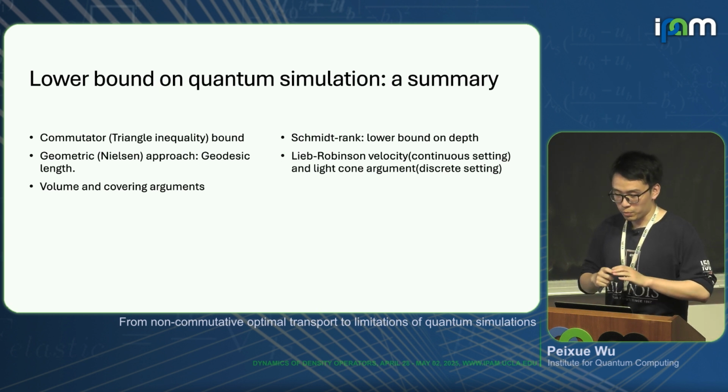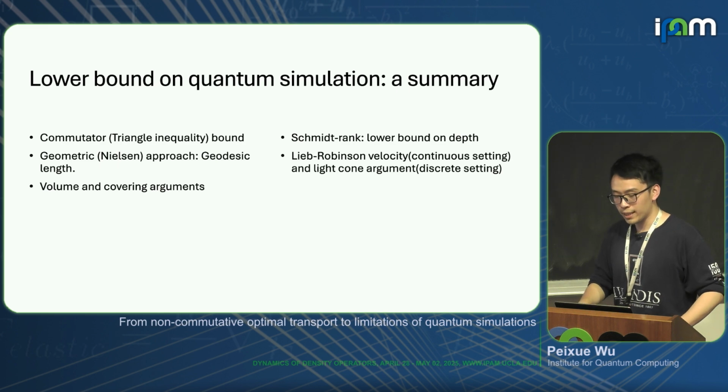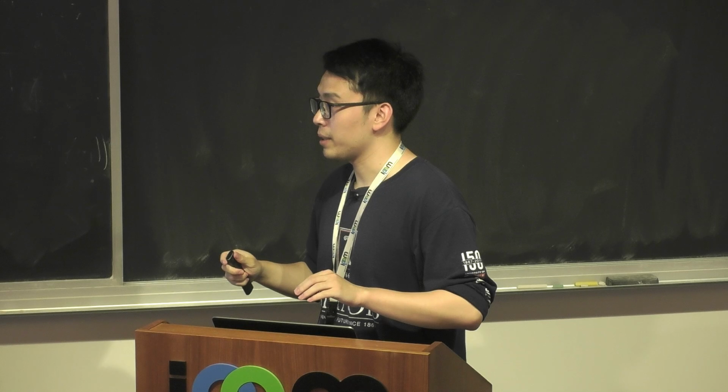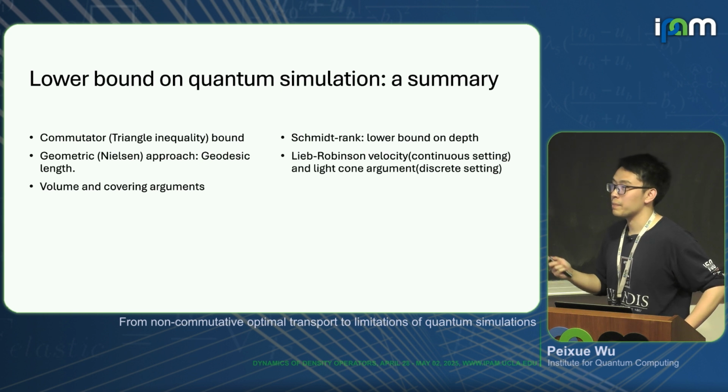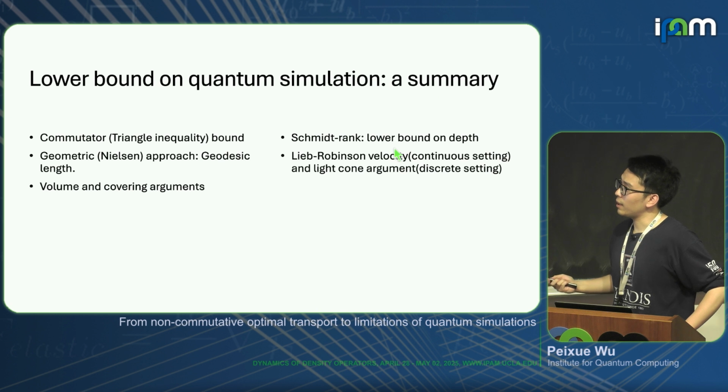Schmidt rank: suppose you have an n-qubit pure state. The Schmidt rank is the minimal number of product terms you need if you do a Schmidt decomposition. And the Schmidt rank gives you a lower bound on the depth, actually the log of the Schmidt rank. So in the computer science community, they focus on how to get the Schmidt rank of pure states. And a kind of niche idea is the Lieb-Robinson velocity.